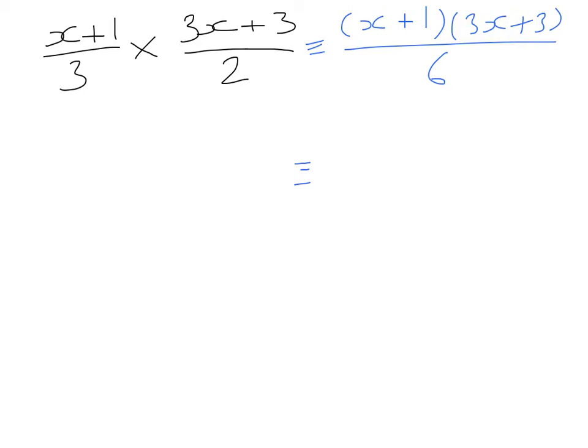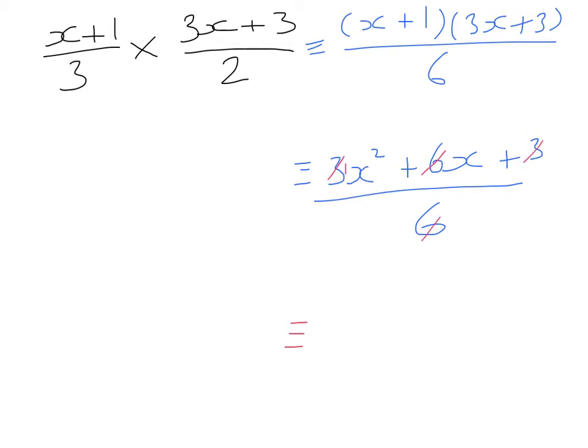So that would be 3x squared. That's going to be plus 3x plus another 3x. It's going to be plus 6x plus 3 all over 6. As it happens, in this case, if we look at the numbers in each term, 3, 3, 6 and 6, there is a number that will divide into all of them. They all have 3 as a factor in common. So we can actually simplify this further.